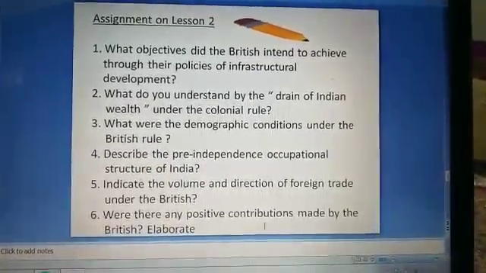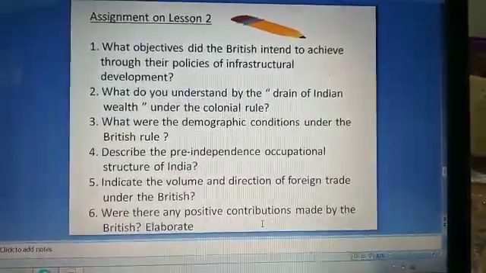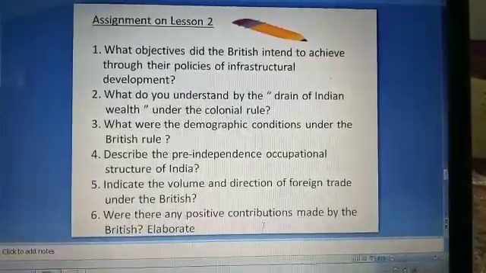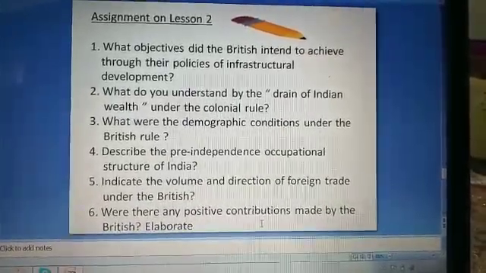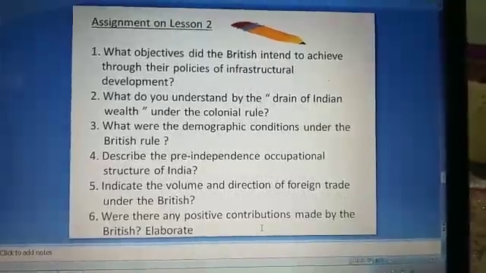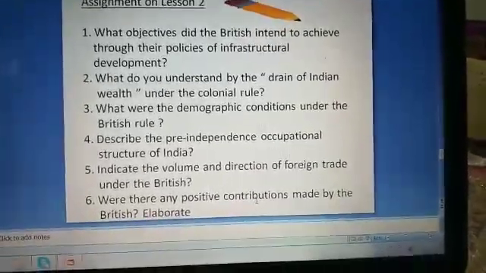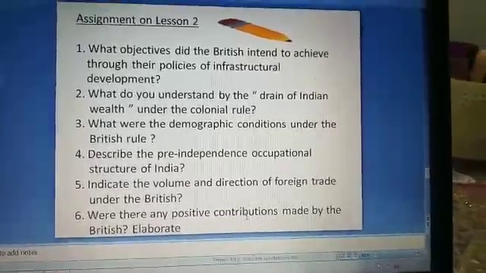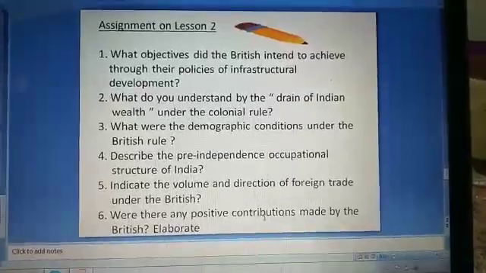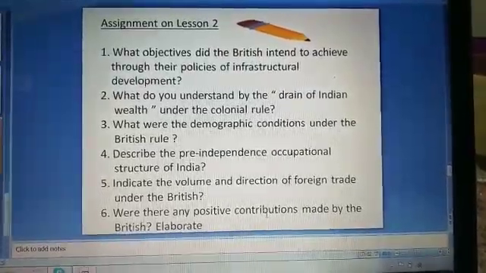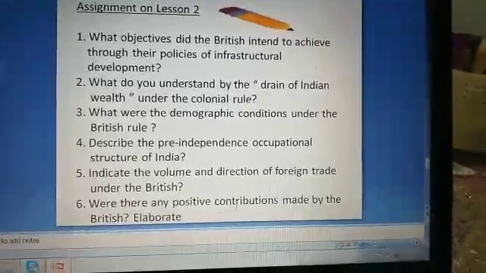The third question, what were the demographic conditions under the British rule? Okay, you will write about the literacy ratio, the high infant mortality rate, the high death rate, the life expectancy. Okay, all those 6, 7 points that are given there. Question number 4. Describe the pre independence occupational structure. Here you have 2 points. You will write about the dominance of the primary sector and the growing regional variation.